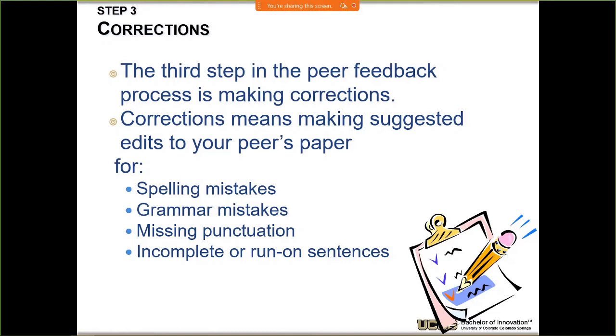Third step for peer feedback is making corrections, making suggestions on the paper: spelling, grammar, mispunctuation, incomplete or run-on sentences. Whenever I'm reviewing a good enough paper, I always do this. When I'm reading a bad paper, maybe not. It depends on how bad the paper is, because again, there's no sense in fixing spelling and grammar mistakes in sections that have to be completely rewritten. For this class, if you notice them, please do.